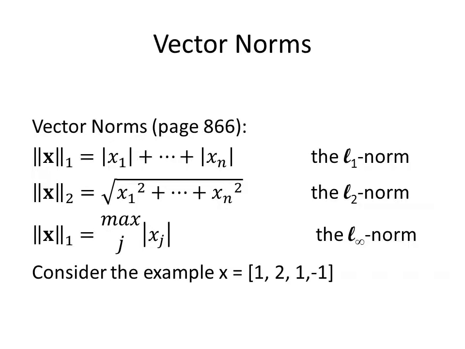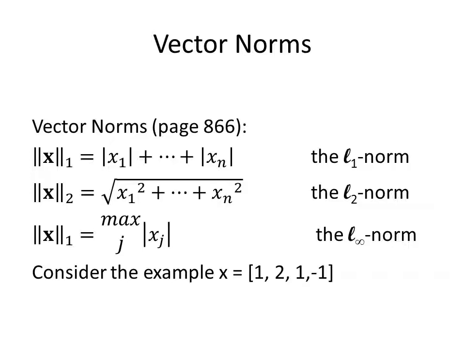In section 20.4, we cover vector norms and matrix norms, and on page 866 you'll see the definition of 3 commonly used vector norms. You're already familiar with one of these. We'll get to it. The first vector norm is called the L1 norm.